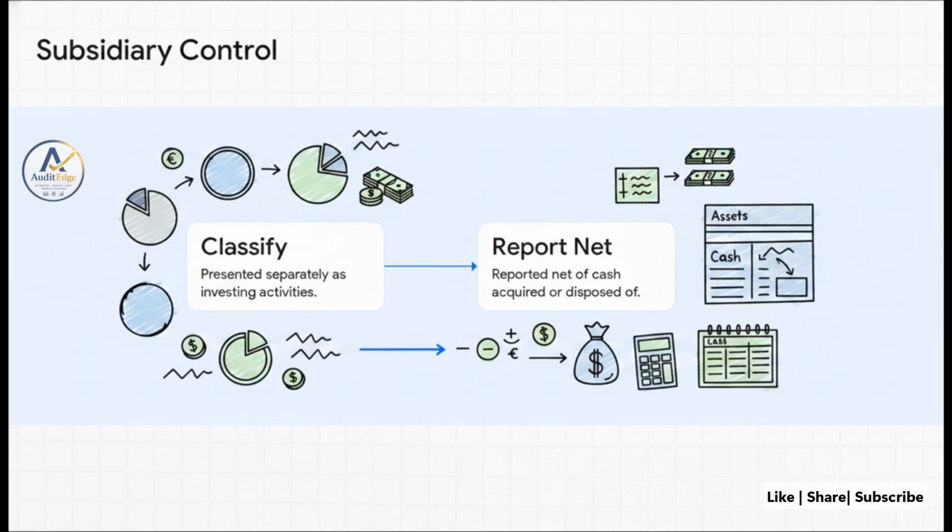There is also a very specific rule for subsidiaries. The aggregate cash flows arising from obtaining or losing control of subsidiaries or other businesses must be presented separately and classified as investing activities. Furthermore, the aggregate amount of the cash paid or received as consideration is reported in the statement net of any cash and cash equivalents that were acquired or disposed of as part of those transactions.